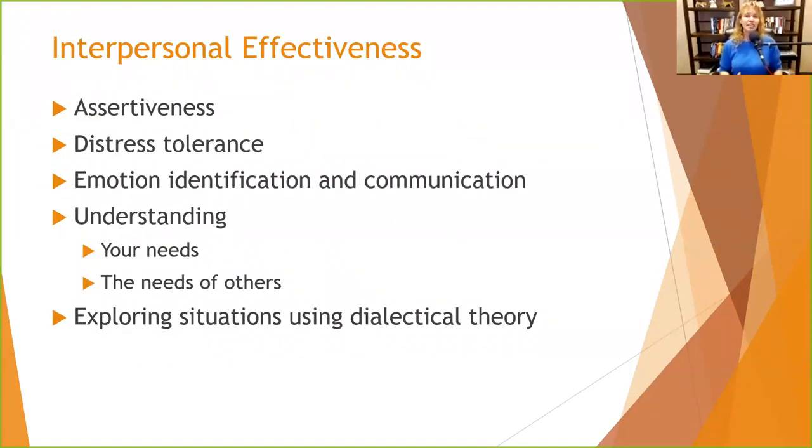Interpersonal effectiveness. We want to help people become assertive, be able to state their needs and wants. We want to help them tolerate distress instead of automatically having to act on their urges. Help them identify and communicate their emotions assertively so they can get support from other people. Help them understand their own needs, because then they're going to be able to better plan their day and prevent additional vulnerabilities. If they're already feeling vulnerable, they don't want to put themselves into a situation that they know is going to cause them emotional turmoil.